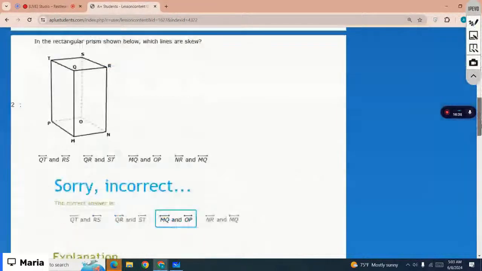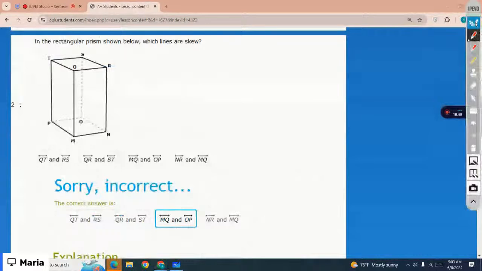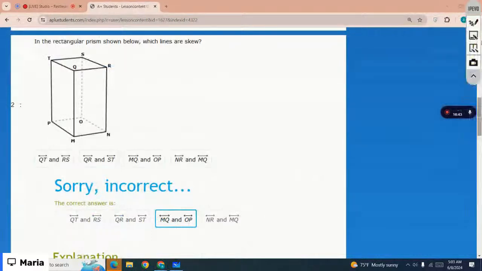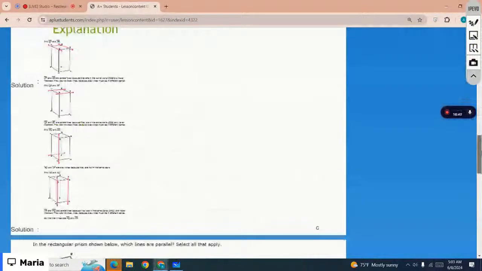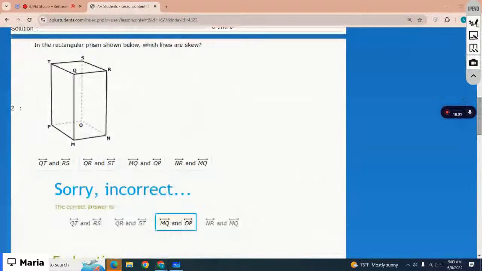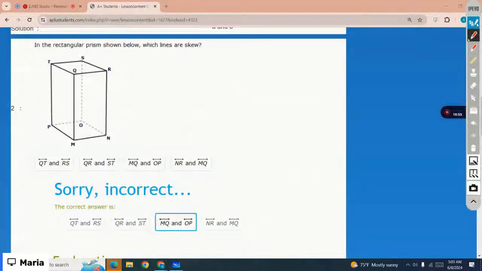Okay, in the rectangular prism shown below, which lines are skew? Okay, let's just see. Skew lines are the lines that do not intersect and are also not parallel, right? So you have to find the lines that are not intersecting and not parallel. So QT and RS, where is QT? Here is QT and here is RS. They are parallel lines, so this isn't the correct option.